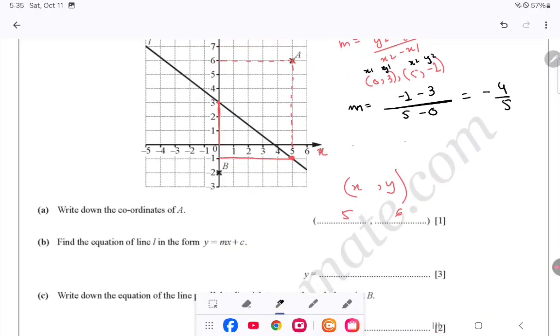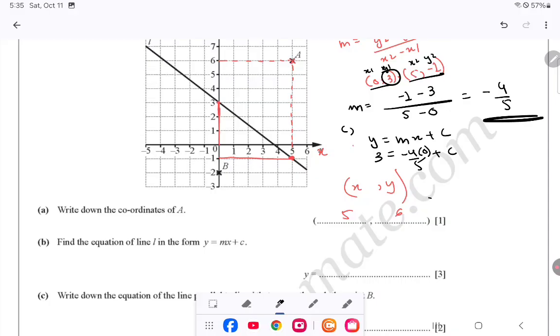We just calculated the slope. Now for the c, use the line equation y is equal to mx plus c. Put in any point which you like, 0, 3 or 5, negative 1. I am using 0, 3, in which our x will become 0. Slope value is negative 4 over 5, which we just calculated right here. Positive c, x is equal to 0 and y is equal to 3.